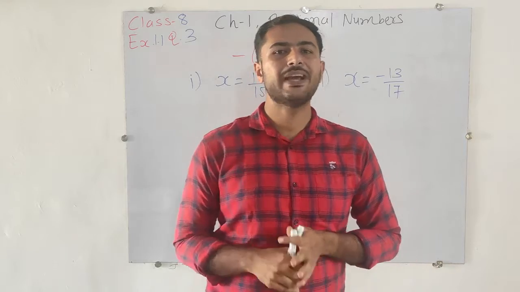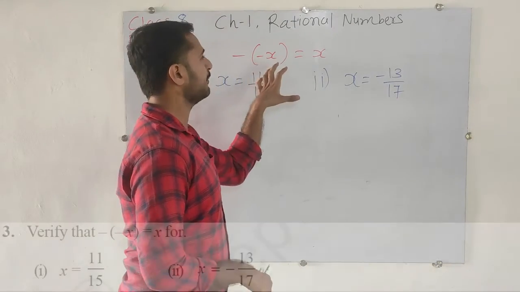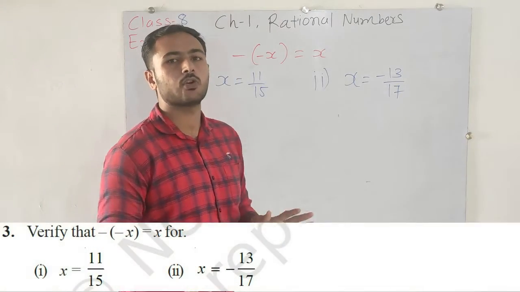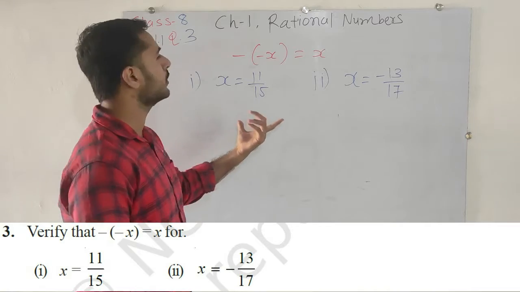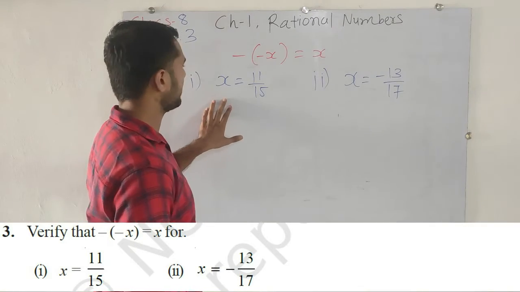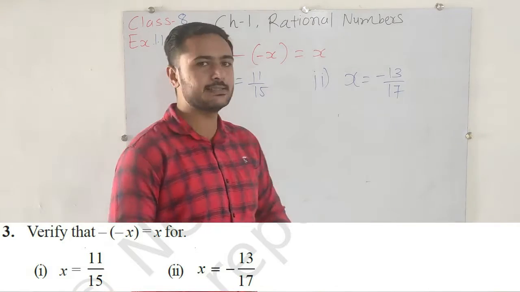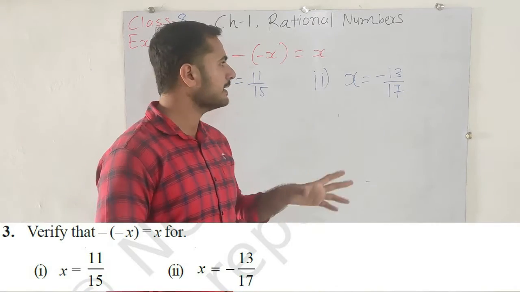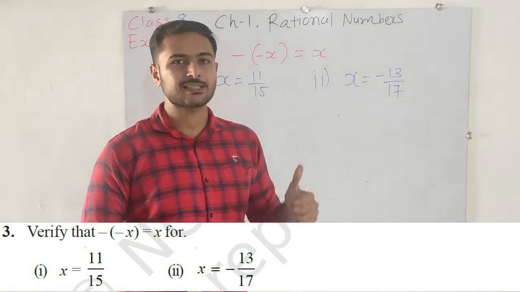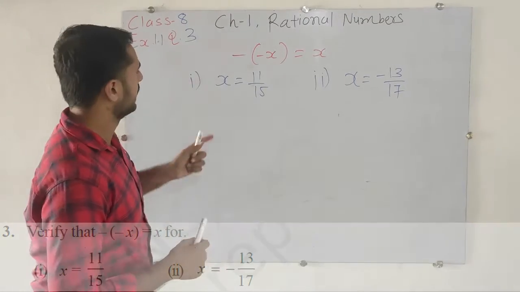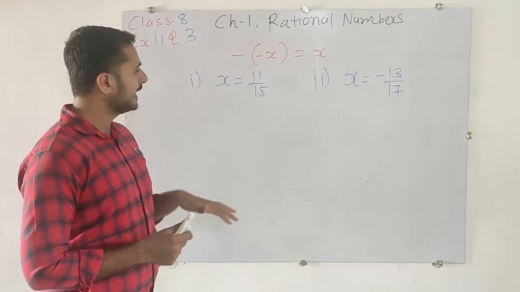Now question number 3, we have to verify that minus of minus x is equal to x. Is it correct or not? Okay. And there are a total of 2 sub questions. In the first, x is equal to 11 upon 15 is given, and the second one, x is equal to minus 13 upon 17. So let's start with the first sub question, where x is equal to 11 upon 15.